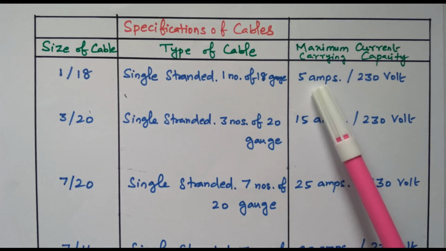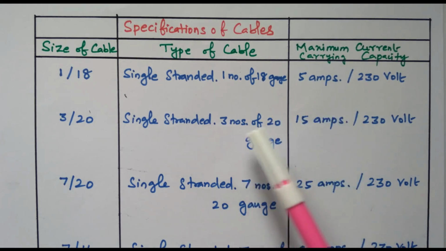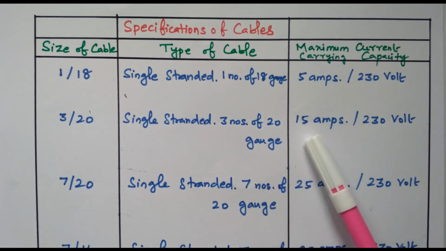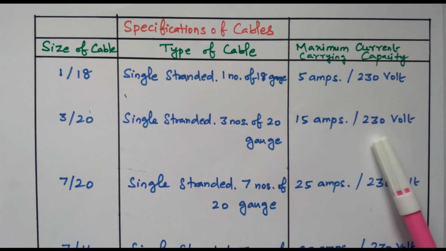So here it is 15 amperes, whereas previously it was only 5 ampere. Now we have 3 conductors with 20 gauge, so the cable is able to carry a maximum current of 15 amperes. The voltage remains 230 volts.